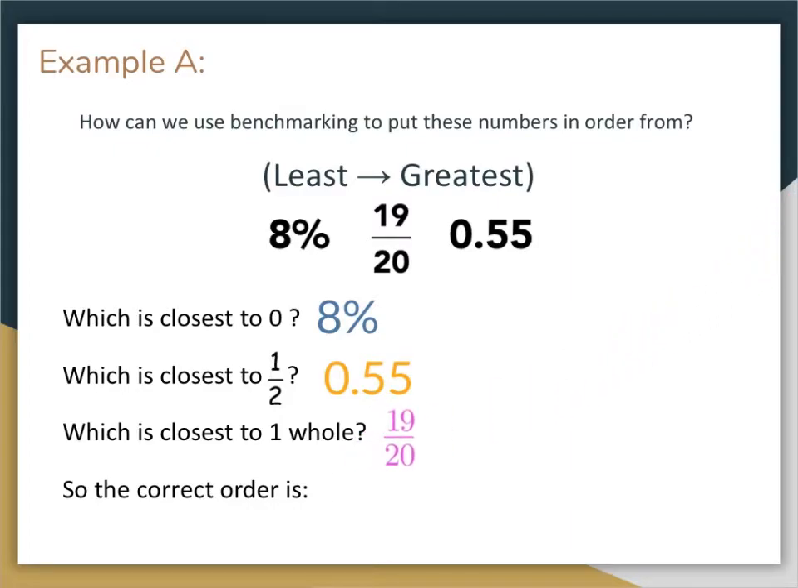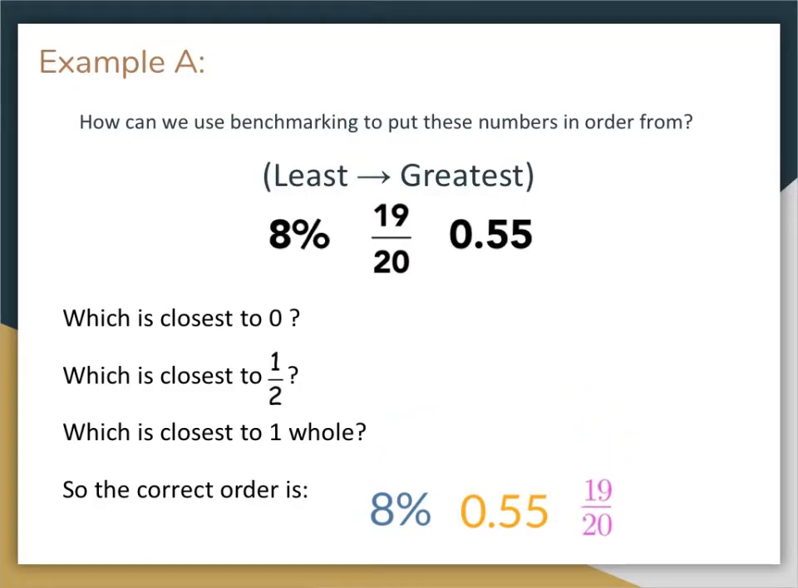So what is our correct order if we're going from least to greatest? The one closest to 0, 8%, is going to be first. Then the one closest to 1/2 is going to be next, so 0.55. And then the one closest to a whole will be after that, so 19/20ths. So there I go. I've got them in order from least to greatest, and I didn't have to do any converting or any long division. I was able to use reasoning to get through this problem.